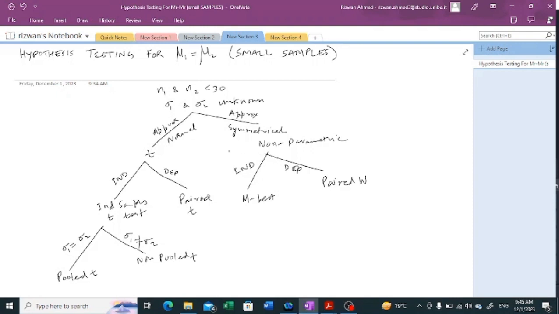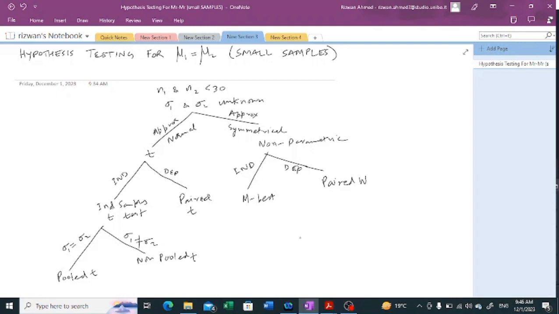So you can notice one thing, that whenever we are dealing with the dependent samples, whether it is approximately normal or approximately symmetrical, we have to go for the test in the paired form. So paired T or paired W are the words indicated as an option.